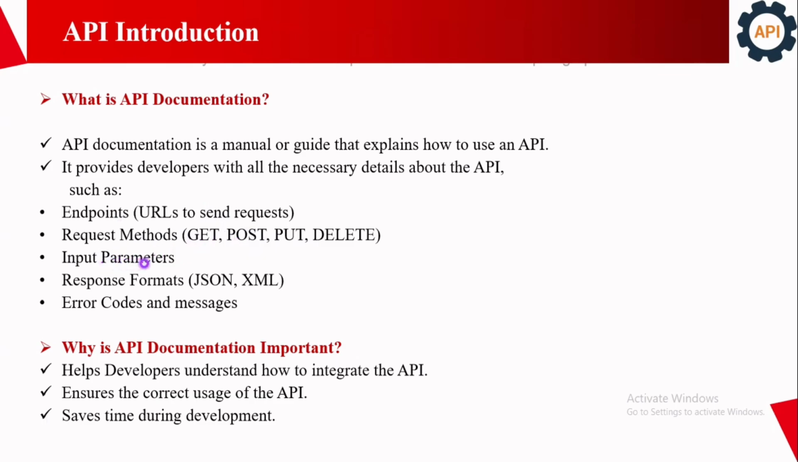What are the input parameters required for that particular API? What type of response will that API give, in JSON format or XML format? Any error codes or error messages we define in that API. All these details we need to define in the API documentation. So why is API documentation important? As I already explained, it helps developers understand how to integrate that API and ensures the correct use of it. It saves time during development and makes development smoother and faster.